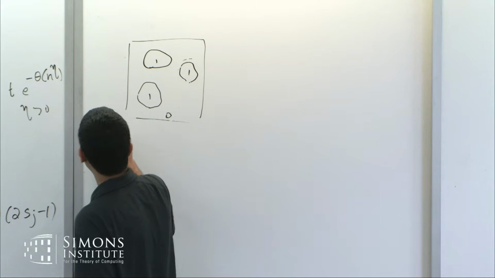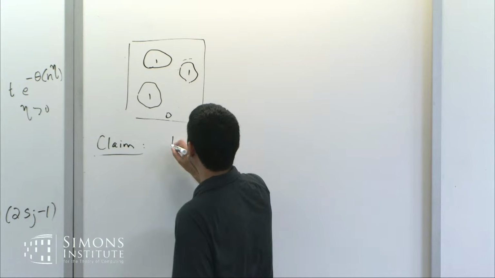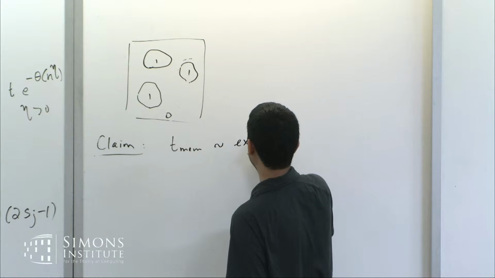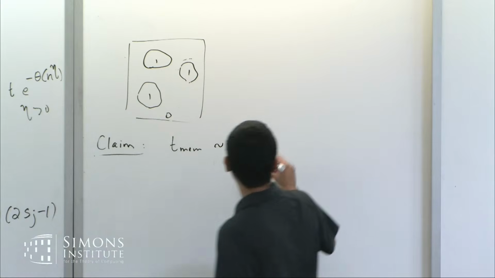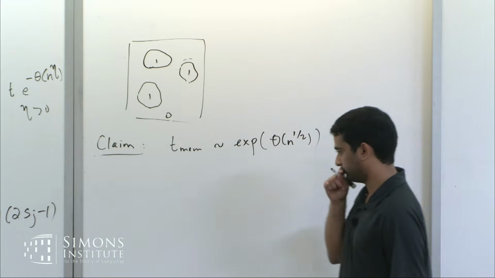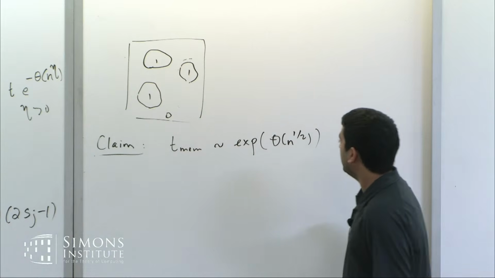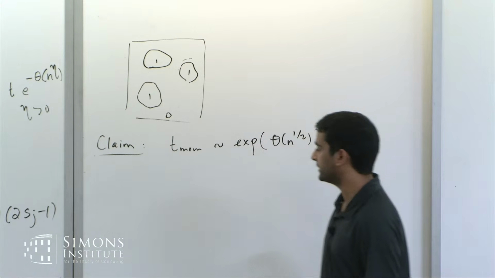So the claim is that the memory time for the two-dimensional Ising model, let's say the total number of bits is n, is exponential, theta of n to the 1/2. Okay, so it satisfies this property where eta is 1/2. So how do we argue this?